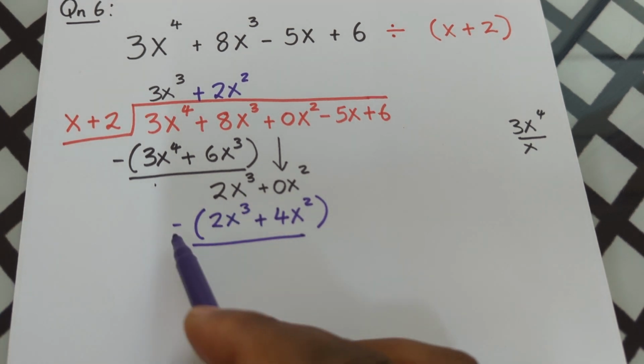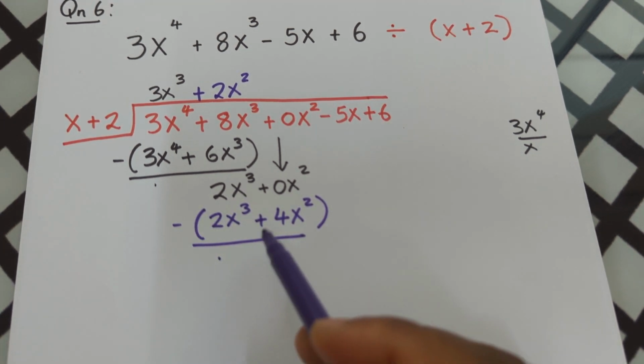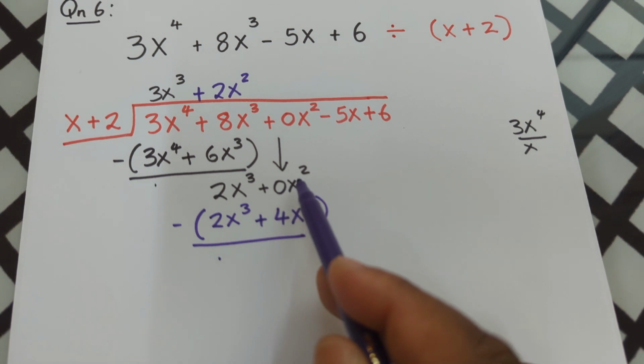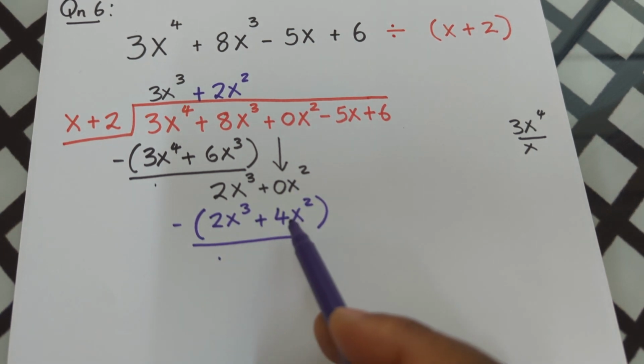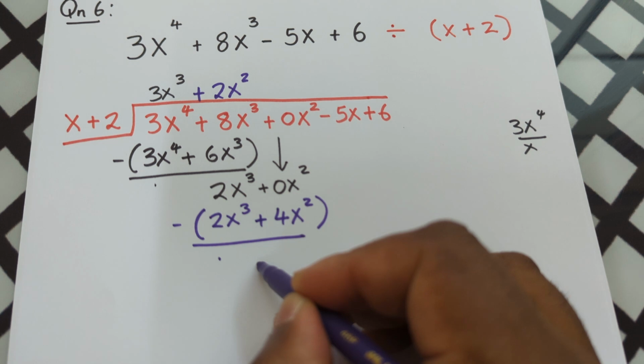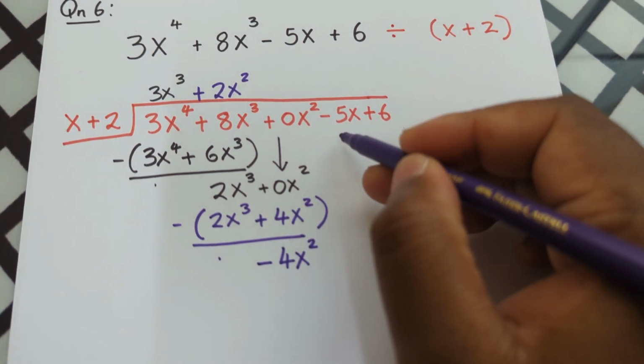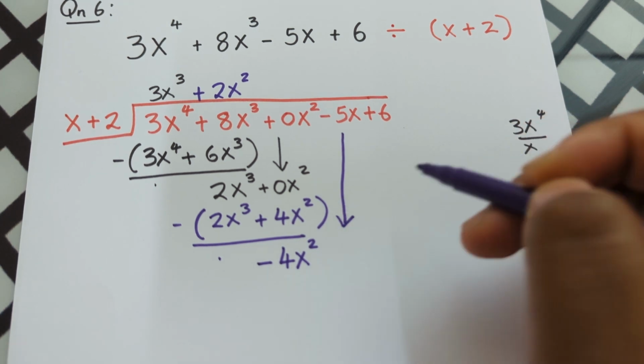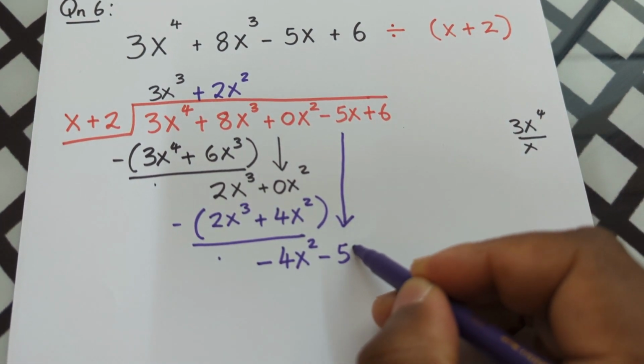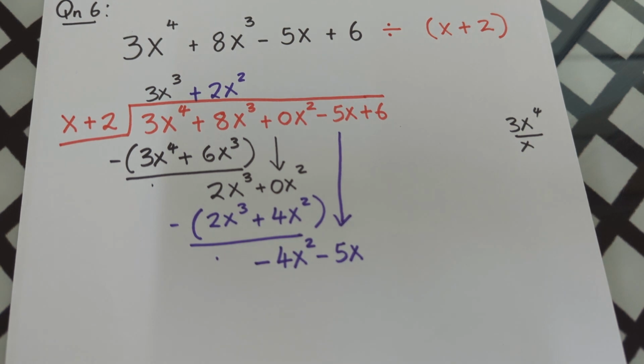Now 2x cubed minus 2x cubed, that's a 0. Then 0x squared minus plus 4x squared. It will become negative 4x to the power 2. And then we bring down our next term, which is negative 5x in this particular question.